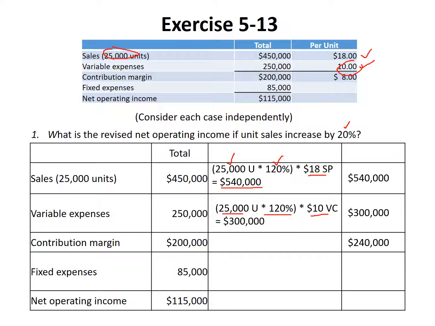My fixed expenses are not going to change because they do not change. So it's going to be $85,000, leaving me with net operating income of $155,000.